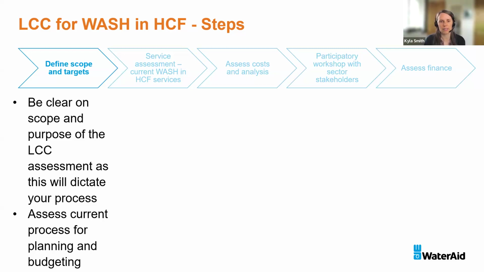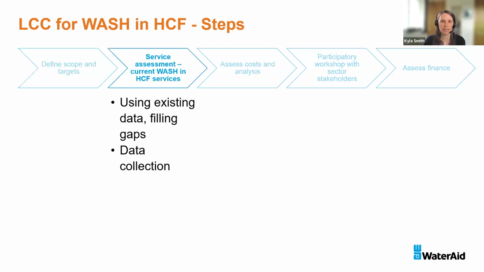So the first step here is to be clear on the scope and target of the life cycle costing work. Are you aiming to do it at national, subnational, or facility level? Is it looking across all 5 pillars of WASH and healthcare facilities or other components as well? How many years will be considered in the analysis, and so on? Ensuring as well that this work and the process that you follow aligns with the existing planning and budgeting processes happening in country. Then, as a next step, we'll look at either collating existing data and filling in any gaps that are needed for the analysis, or conducting new data collection.